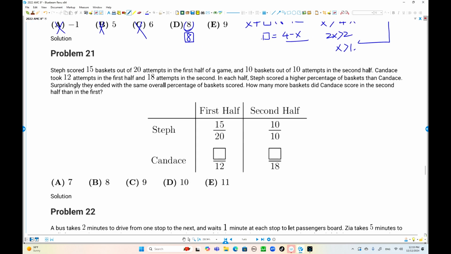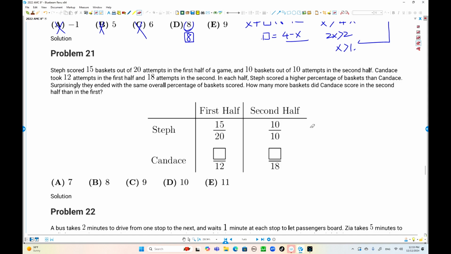The number 21. Steph scored 15 baskets out of 20 attempts in the first half, right? Yeah, over here, 15 successful out of 20. In the second half, 10 successful out of 10. Perfect, right? 100%. So the next guy is Candace.